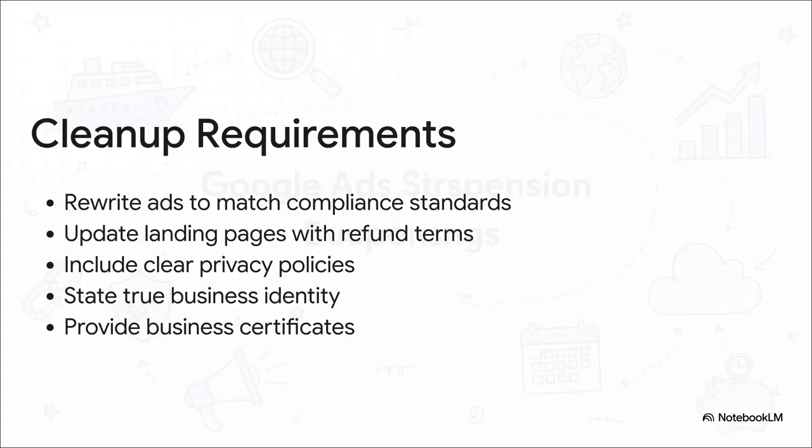Let's zoom in a bit on the cleanup and documentation phase, because honestly, this is where most appeals completely fail. Google demands absolute transparency and clear trust signals. To get your account back, you have to rewrite your ads to match strict compliance standards. Your landing pages must be updated with super clear refund terms and privacy policies. You have to prominently and clearly state your real business identity and ownership. Again, no pretending to be the cruise line itself. And finally, you must be prepared to submit actual business registration certificates to prove you are a legitimate registered travel entity.